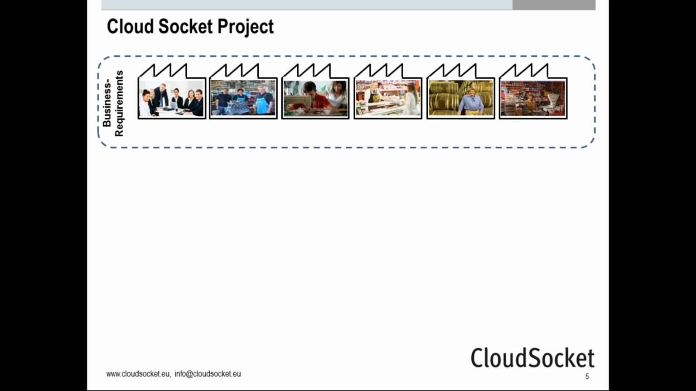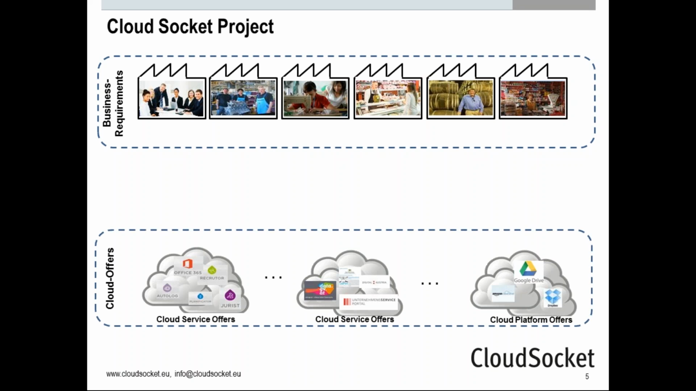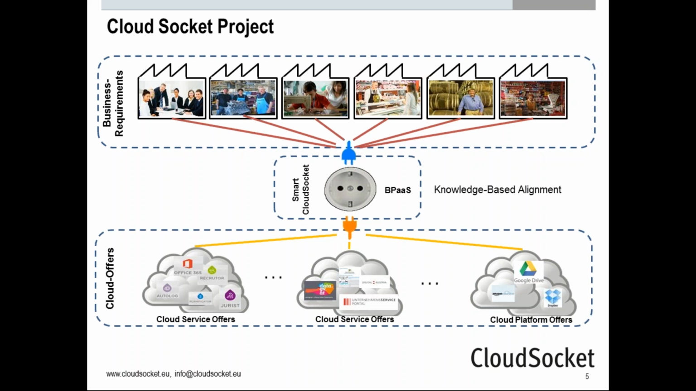So this is an idea of the CloudSocket projects. The idea is to bring whole business processes into a cloud, not only single applications or services, but whole business processes. So to bring processes into the cloud, first we have to have the requirements from the business. On the other hand, we have different cloud offers from one or several cloud providers, and the role of the alignment is to connect the business and the cloud. So we have to satisfy the business requirements with the services that we find in one or several cloud providers.